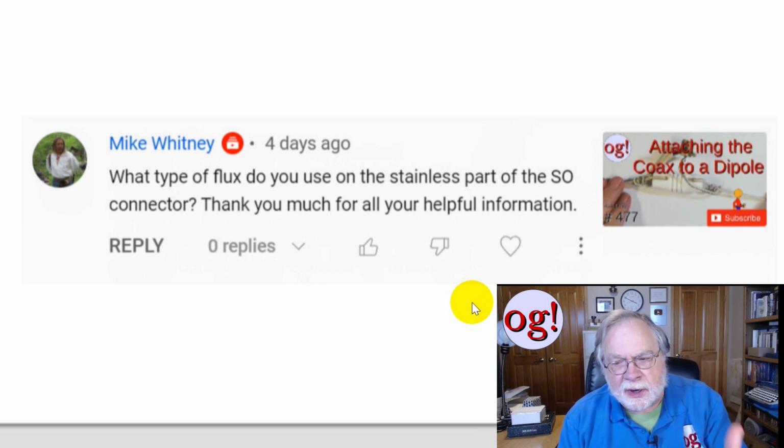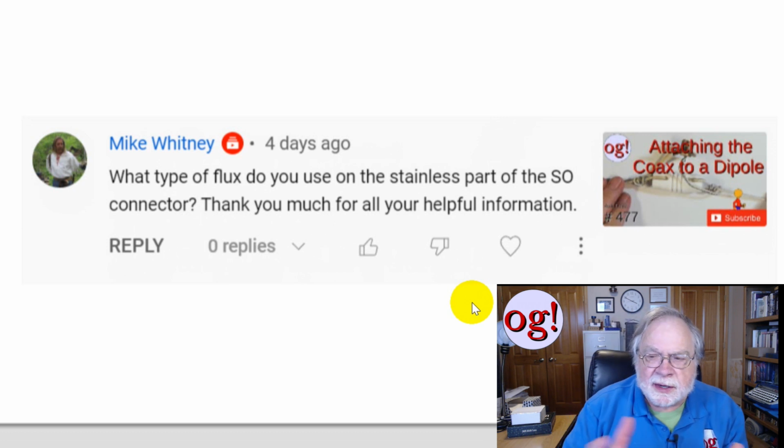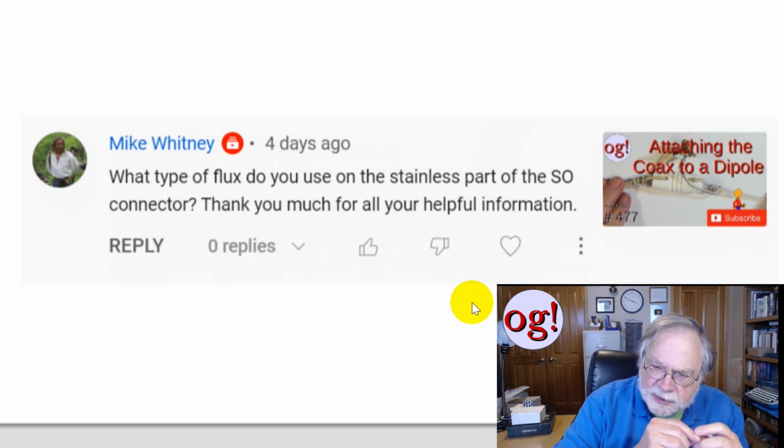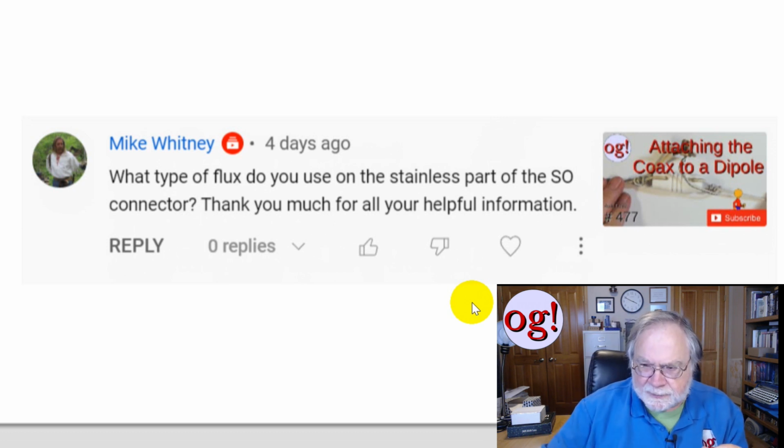Normal electronic solder, the kind you get, should have rosin in it. But that's often not enough if you're soldering something big. So I have a small container of rosin flux, actually from Radio Shack. It's enough to last me a lifetime.